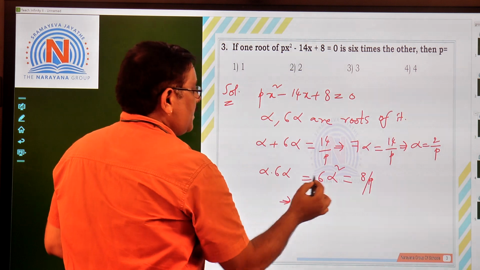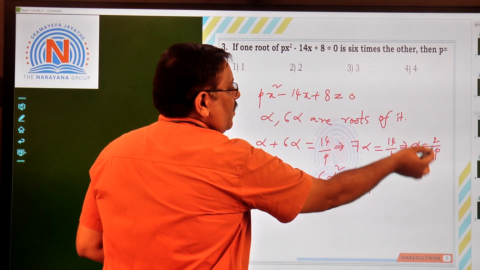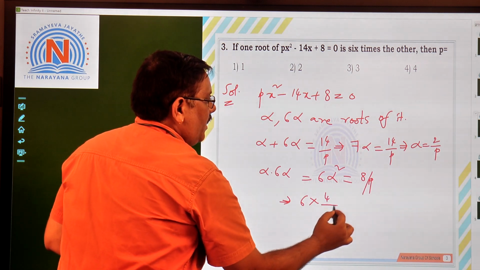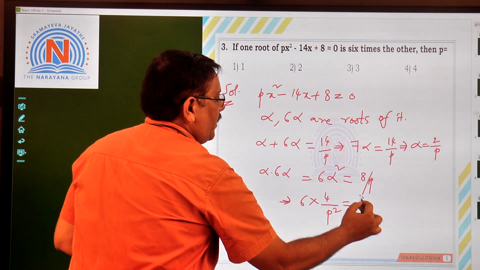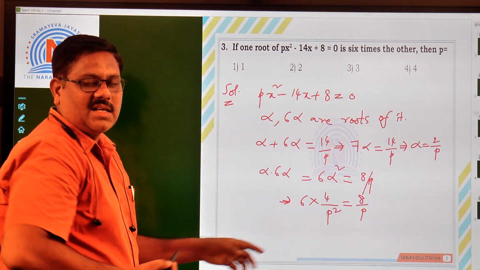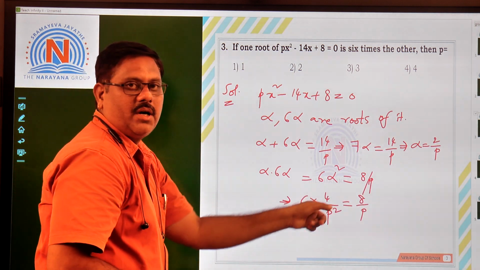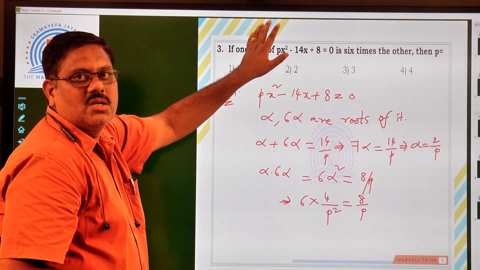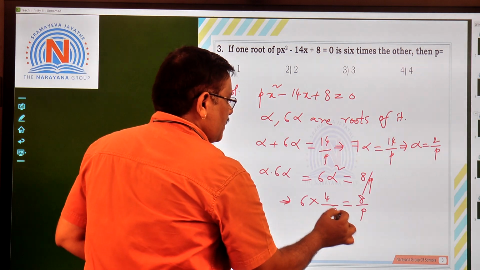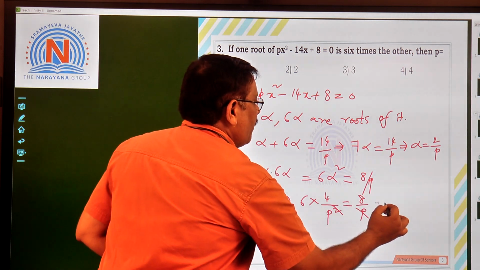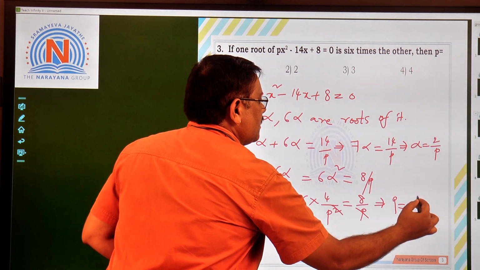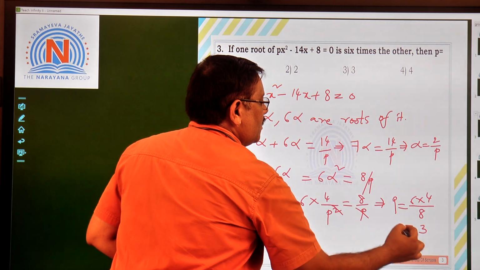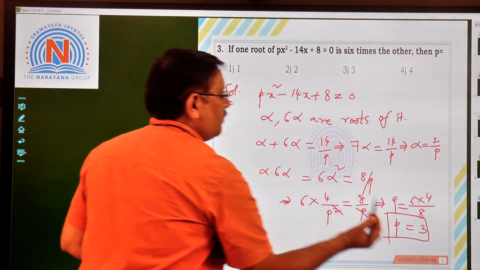Okay, that implies we already have alpha value as 2 by p. If you substitute 2 by p in place of alpha, we have 4 by p square, that is going to be 8 upon p. As p is a non-zero value because it is in the denominator position, it should not be zero. It should not be a zero value because it is the coefficient of x square. So p is a non-zero value. So here p square and p cancel. Thereby we have p value as 6 into 4 upon 8, that is going to be 3. So the value of p is 3.